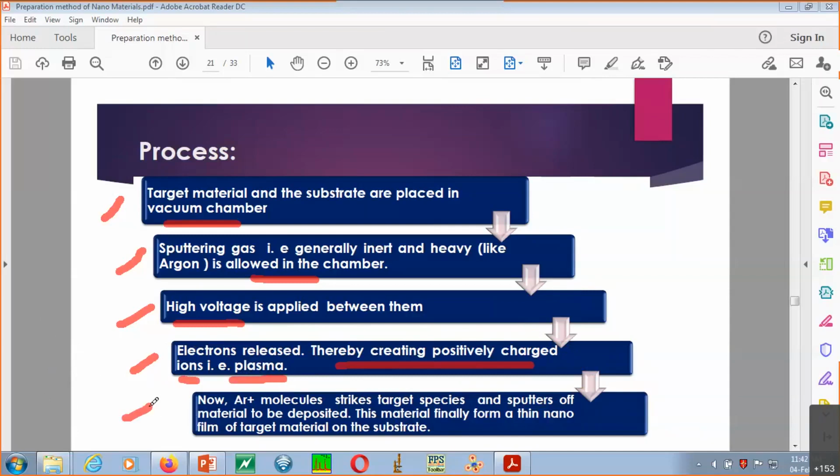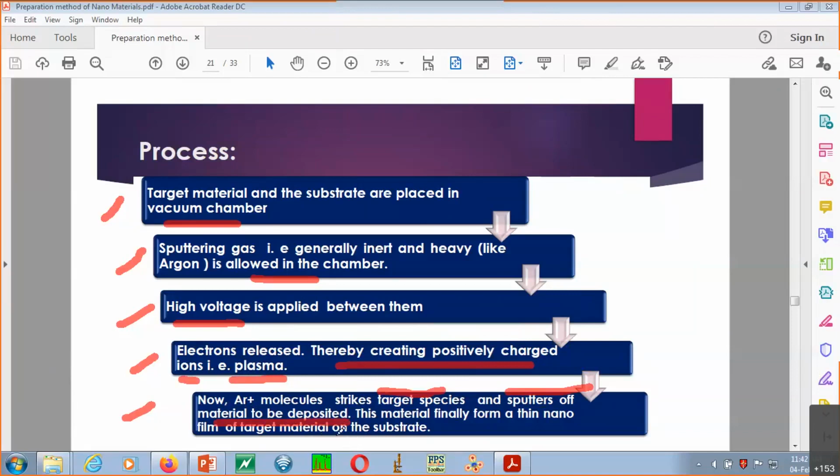So here you see in this last step, this argon plus is the positive charge. Now these argon plus ions are going to strike the target material and sputter the material to be deposited. That means, with the help of these positive charge clouds, they strike the target material and try to take out the surface particles, or the material surface elements, from the target metal.